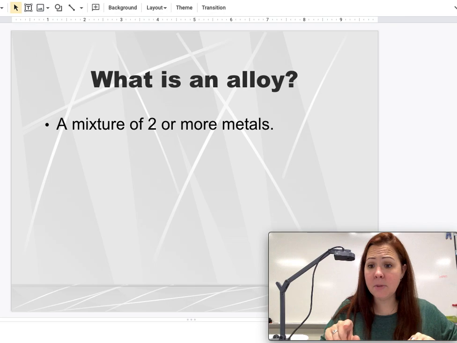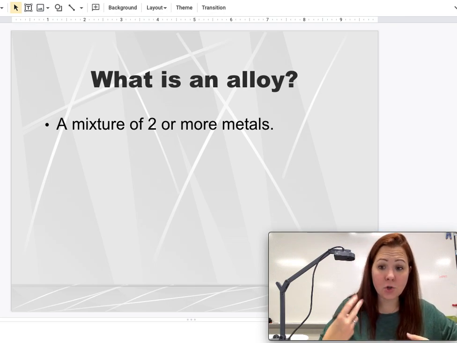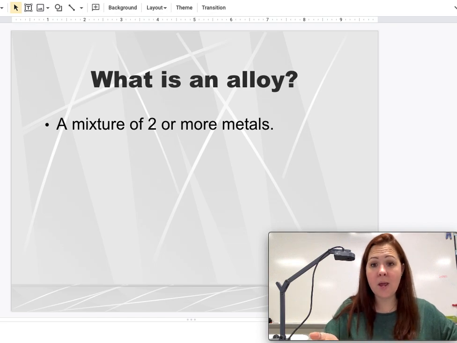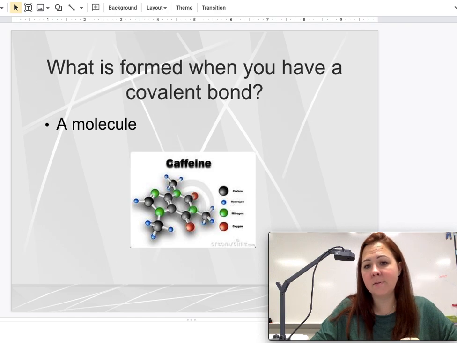So with your alloys, it's just a mixture of 2 or more metals together, and they don't chemically react. We'll get to mixture second semester, but for right now we're going to go back to your 2 nonmetals and we're going to look at their naming. I just wanted to kind of throw that out there since everybody asks when we get to this point.